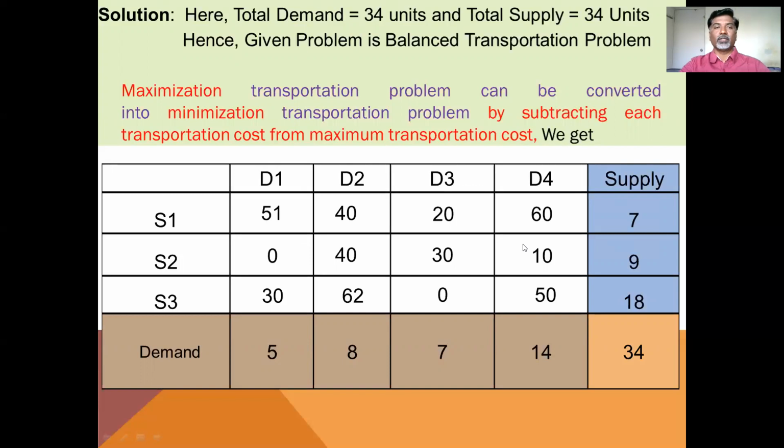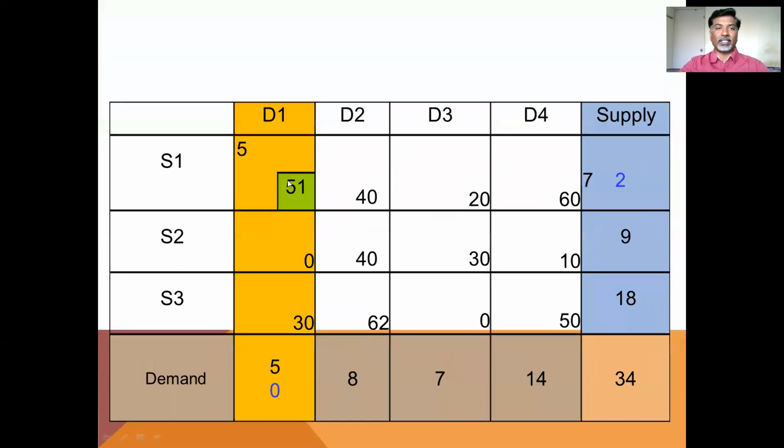Now how to solve this? We have to start allocation from the top left corner. If I select this cell, then what is demand and supply? Demand is 5 units, supply is 7 units. Out of these, which is minimum? 5 is minimum, so I allocate 5 units here. I subtract 5 from demand and supply. So 5 minus 5 is 0, 7 minus 5 is 2. Then this demand is 0, so I have to ignore this first column.